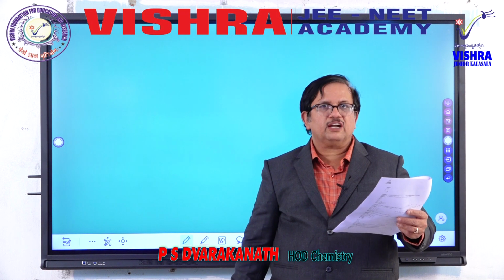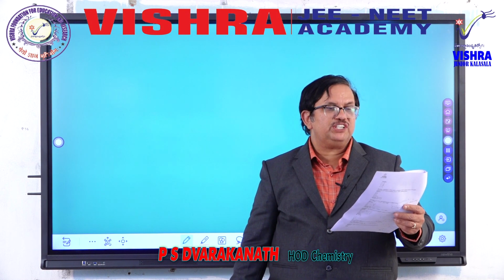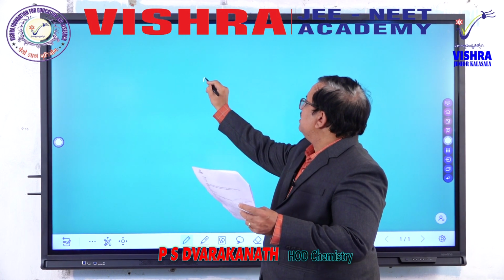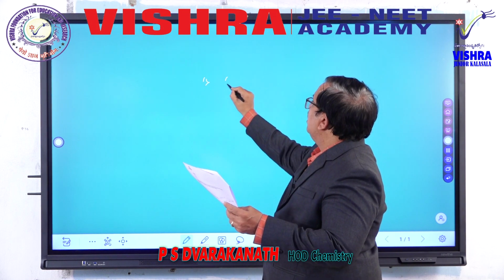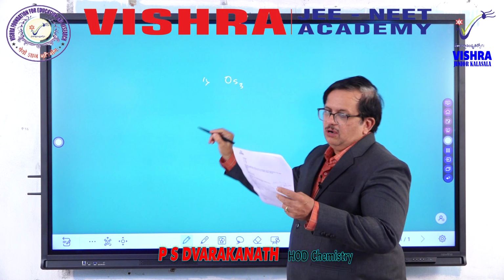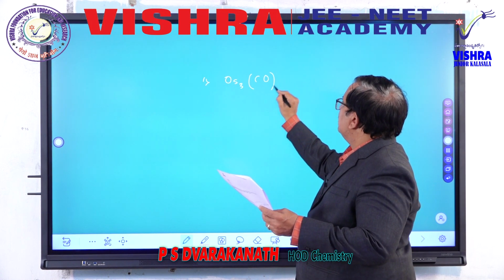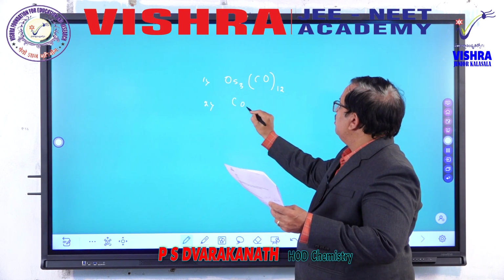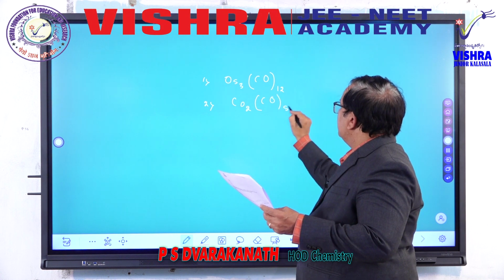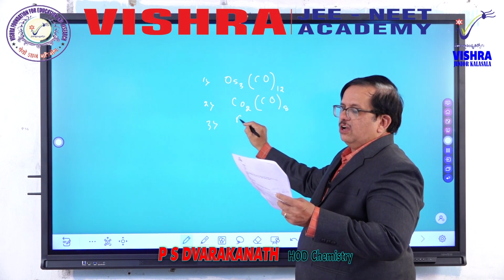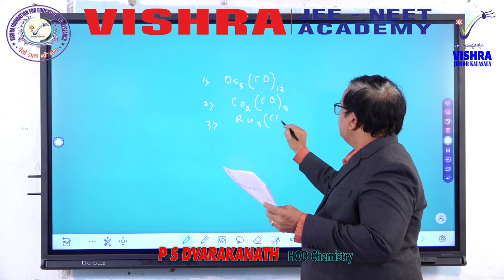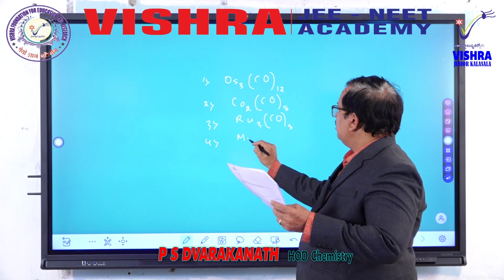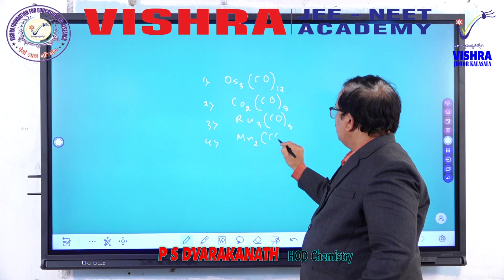Carbon monoxide forms a bridge between metal atoms in which carbonyl? The options that they have given: the first option is triosmium dodecacarbonyl. Next, Co2(CO)8. Next, Ru3(CO)12. Fourth option, Mn2(CO)10.